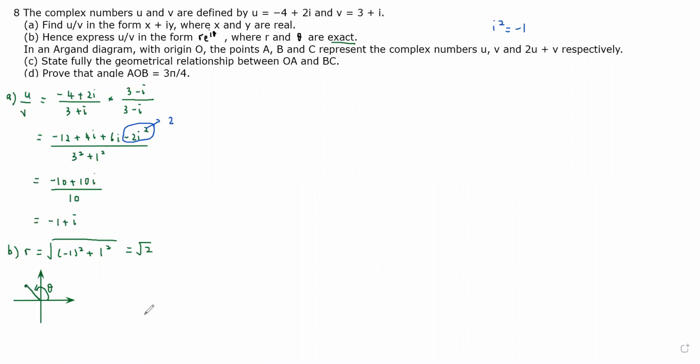From the argument of a complex number, we know that the argument is the arctangent of 1 over -1. So this will give us the arctangent of -1. The angle is obtuse. Arctangent of 1 is pi over 4, so arctangent of -1 here is 3 pi over 4. Then u over v can now be written as square root of 2 e to the 3 pi i over 4.